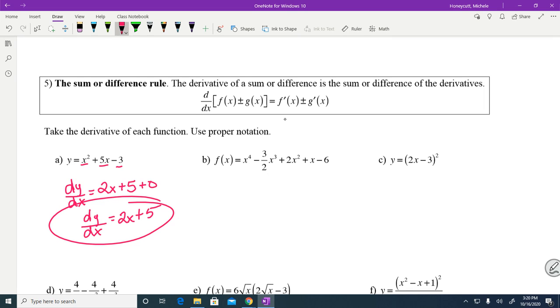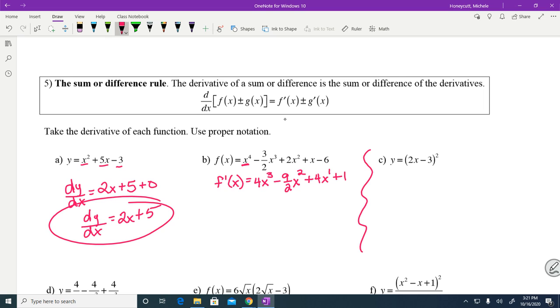For b, it looks long and scary, but I just take the derivative of each individual term. So the derivative of x to the 4th: bring the 4 down, subtract 1 from the exponent, 4x cubed, minus 3 times 3 halves is 9 halves, x squared. 2 times 2 is 4, so plus 4x, subtract 1 from the exponent, 1, or just x. The derivative of just an x is 1, and the derivative of 6 is 0.